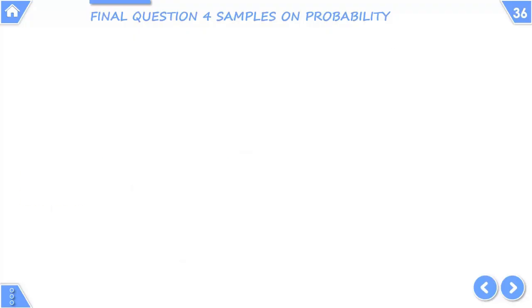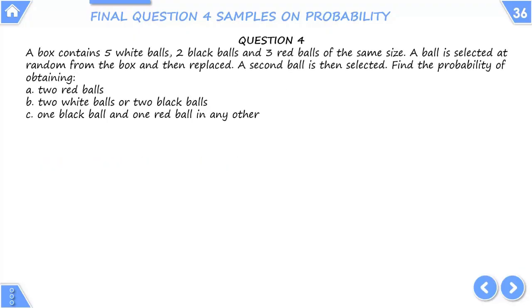All right, let's check out question 4. A box contains 5 white balls, 2 black balls, and 3 red balls of the same size. A ball is selected at random from the box and then replaced. A second ball is then selected. So we pick up a ball, you replace it, and you select a second ball. Find the probability of obtaining: A, 2 red balls; B, 2 white balls or 2 black balls; C, 1 black ball and 1 red ball in any order.